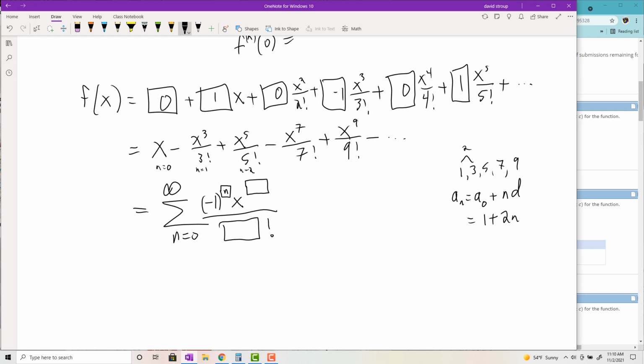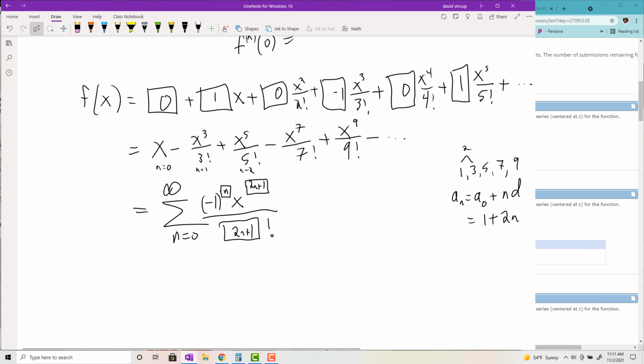And then make sure it works. When you plug in 0, you get 1. When you plug in 1, you get 3. So this will be x to the 2n plus 1 all over 2n plus 1 factorial. Honestly, when I was in your shoes, I would just guess the formulas and kind of get them right. Okay, but anyways, that will be your series.